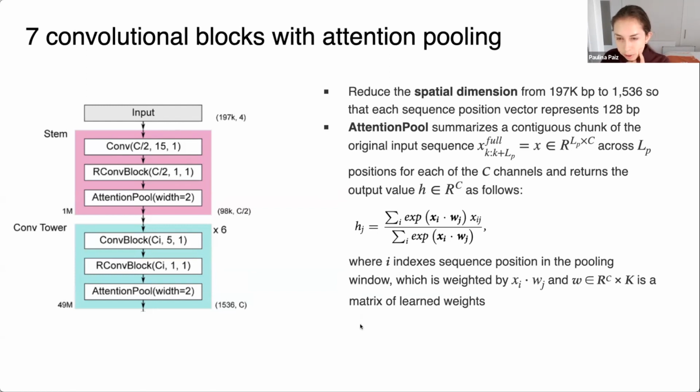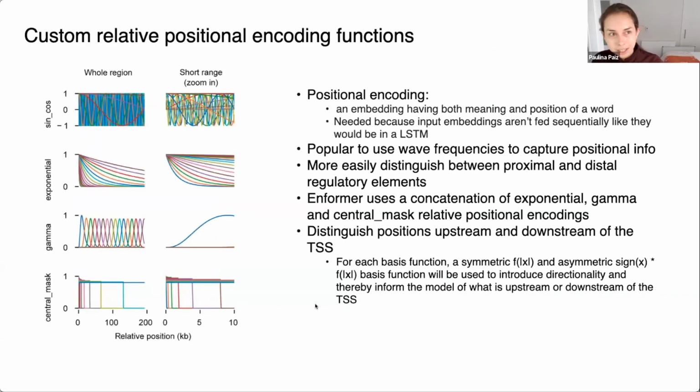And something else that's important here: R denotes the relative positional encoding, which is what I will talk about next, and is another one of the main innovations of the paper. So usually, if you're not familiar with positional encoding, you either have absolute positional encoding or relative positional encoding, but it's a main part of transformers. Positional encodings are embeddings that have both meaning and position of a word, and they're needed because input embeddings aren't fed sequentially like they would be in an LSTM.